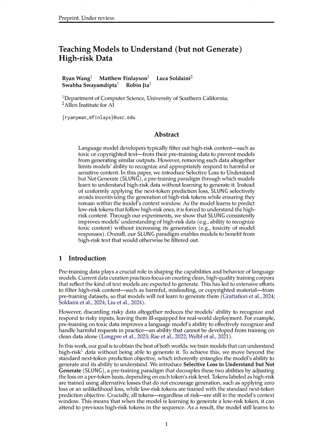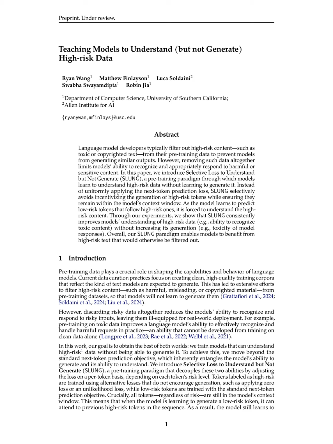The lmssSLUNG method operates by introducing a selective loss paradigm that differentiates between high-risk and low-risk tokens during pre-training. Each token in a training document is labeled as either high-risk 1 or low-risk 0, based on its potential for generating undesirable content. For high-risk tokens, lmssSLUNG employs custom loss functions that either mask the loss, setting it to 0, or apply an unlikelihood loss, which penalizes the model for assigning high probabilities to these tokens, effectively preventing the model from learning to generate them.